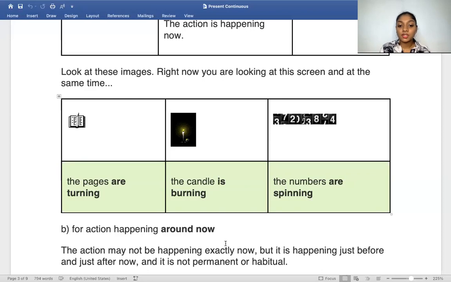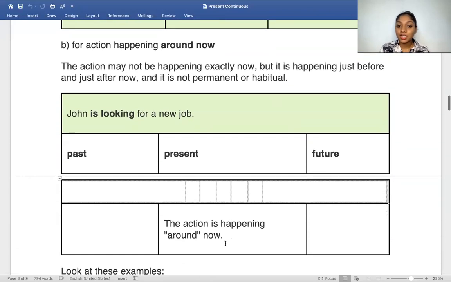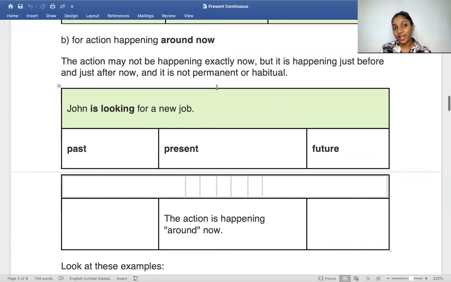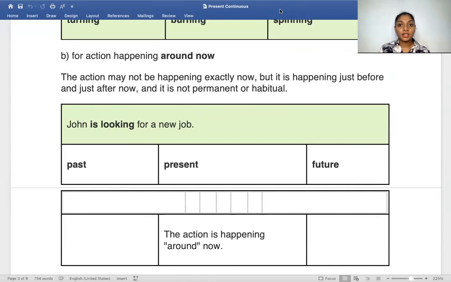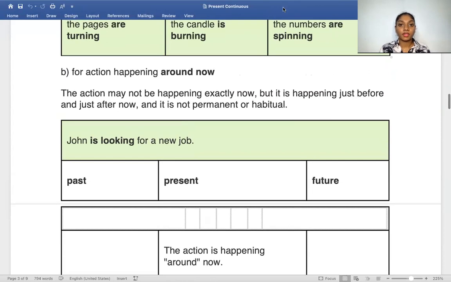Now this is an interesting one which you haven't learned before. I will teach you something new today that you haven't learned before. Listen very carefully. This one. Can you all read this? What is it? Actions happening around now.